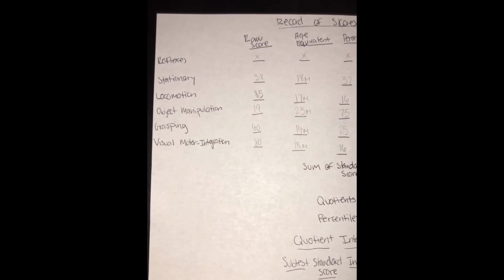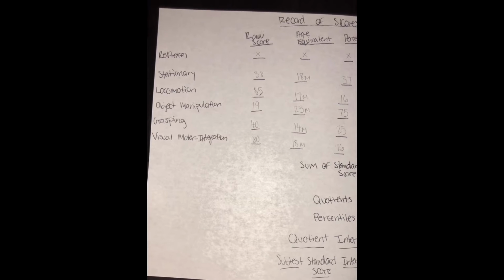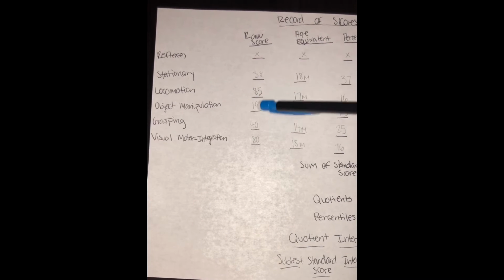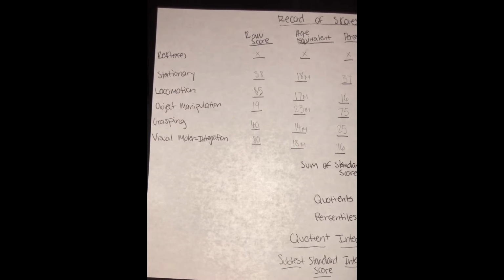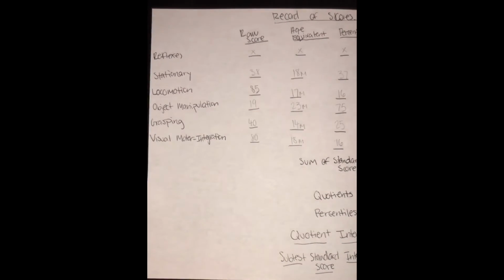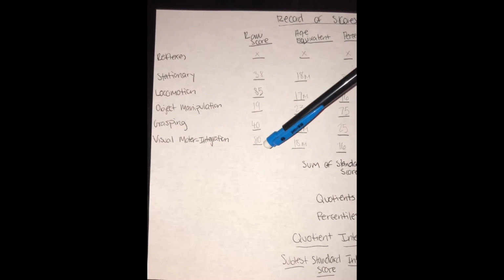Okay, so the section of the profile summary form that I've replicated is section 2, which is called the record of scores. So here I have listed all of the raw scores for each section that I completed with Abby. So it's just simply transferring all the numbers from the test booklet listed on here and then moving it on to the record of scores. So there we have it.